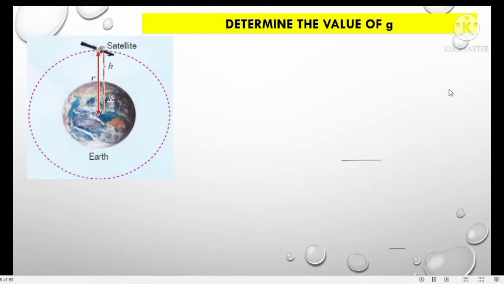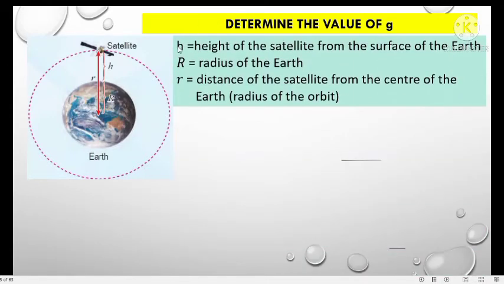Okay, let's try to determine the value of g. Defined from this diagram, h is the height of the satellite from the surface of the Earth. This is a satellite orbiting the Earth. Capital R is the radius of the Earth. Small r is the distance of the satellite from the center of the Earth, the radius of orbit, meaning the distance from center to center between the two objects, satellite and Earth.